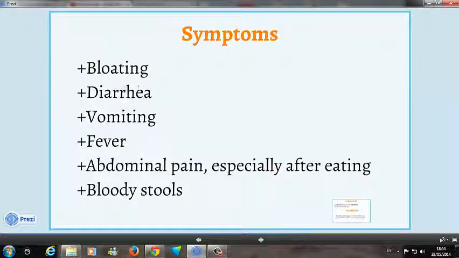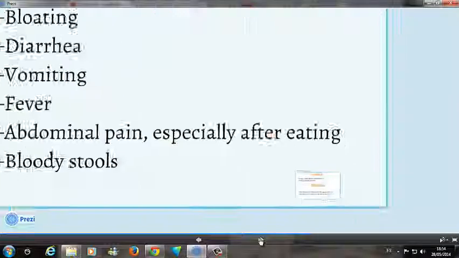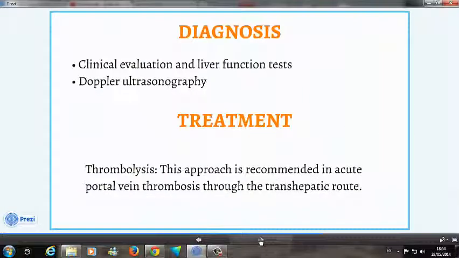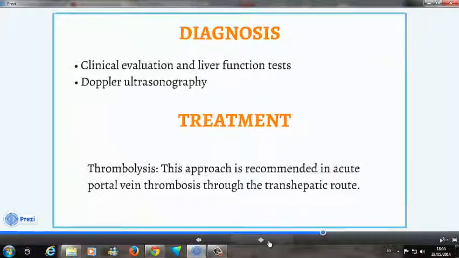Symptoms: bloating, diarrhea, vomiting, fever, abdominal pain, especially after eating, bloody stool. Diagnosis: clinical evaluation and liver function tests, Doppler ultrasonography. Treatment: thrombolysis. This approach is recommended in acute portal vein thrombosis through the transhepatic route.